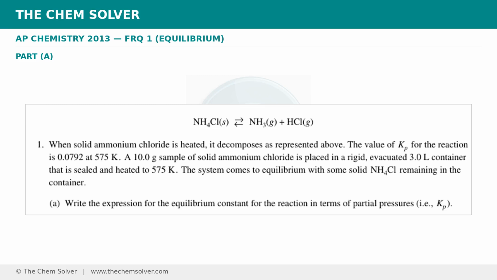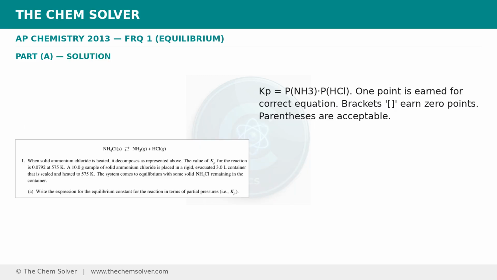Write the expression for the equilibrium constant for the reaction in terms of partial pressures, i.e., Kp. Kp equals P_NH3 times P_HCl. 1 point is earned for correct equation. Brackets earn 0 points. Parentheses are acceptable.